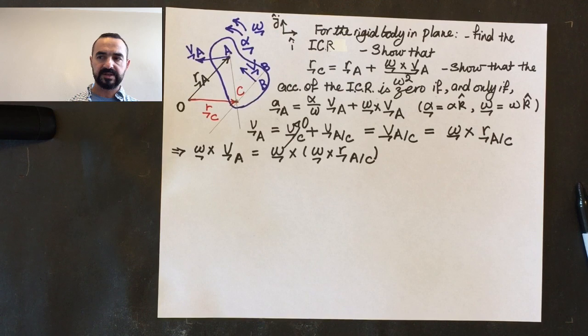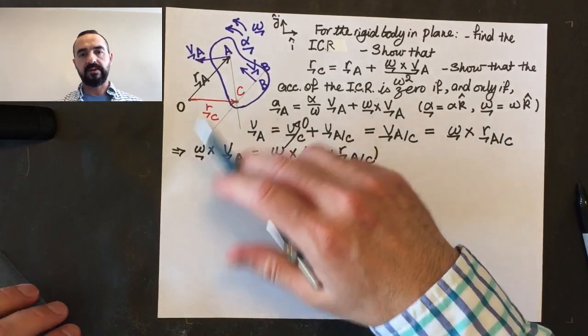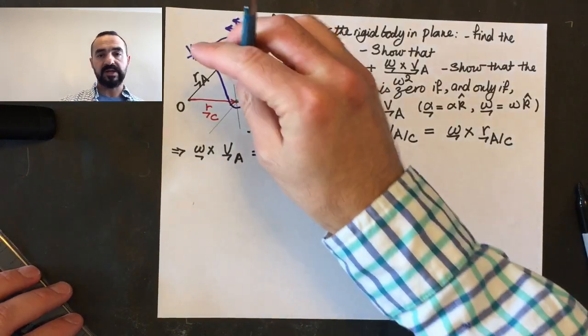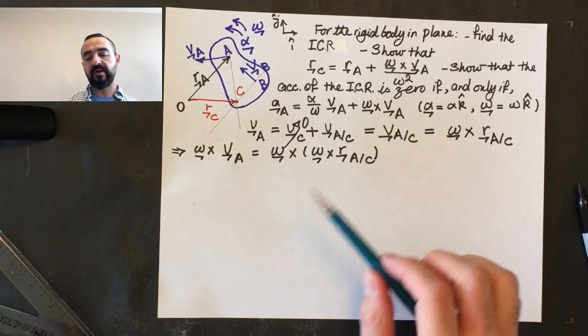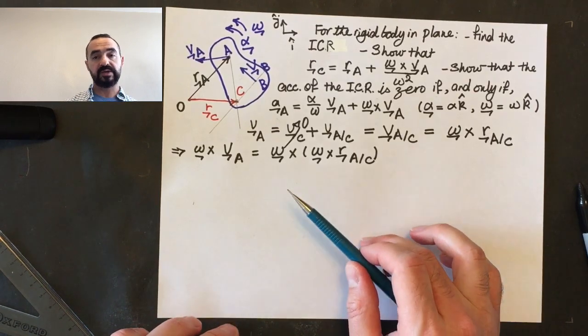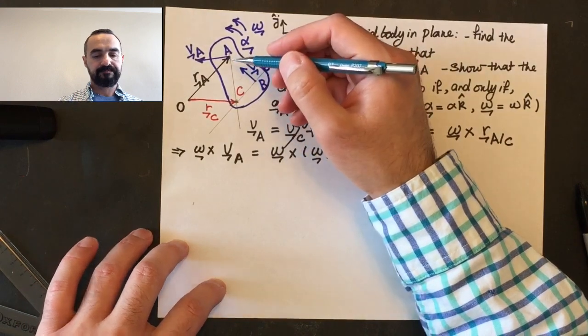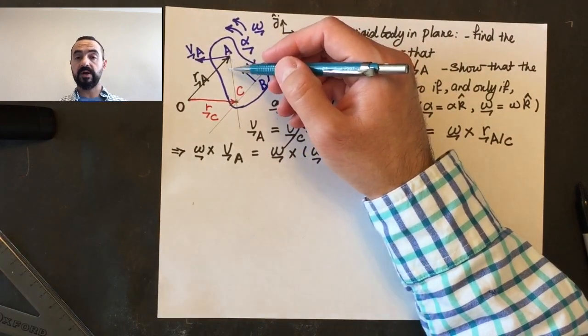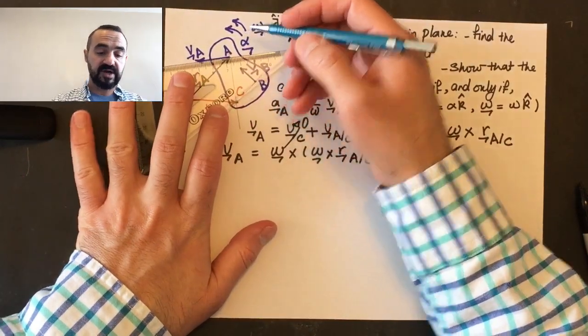So let's first look at the direction of this vector. If you think about it, omega is out of the plane, and a rigid body is inside this plane. If you perform this cross product, omega cross RA with respect to C, you get a vector which points in this direction. Agreed?